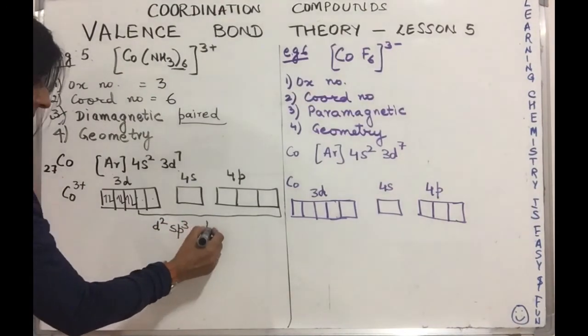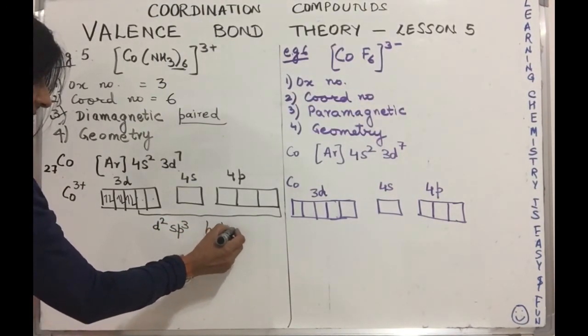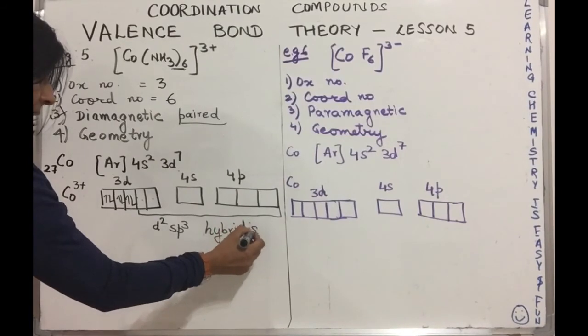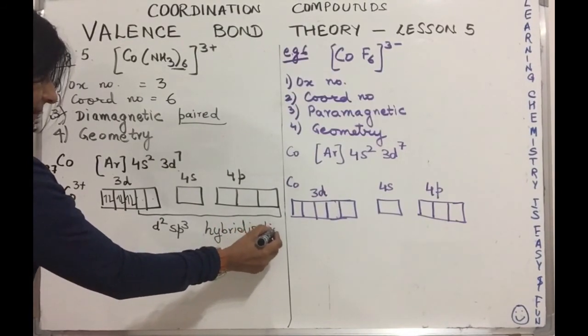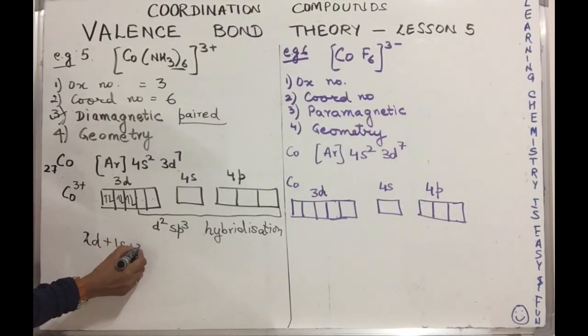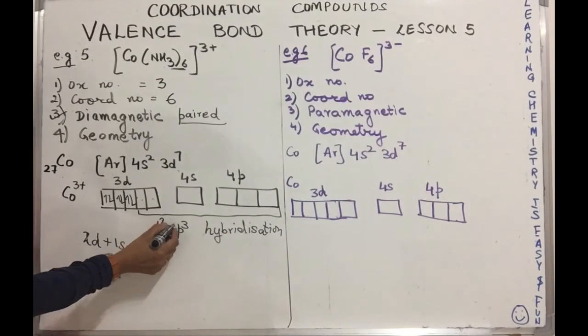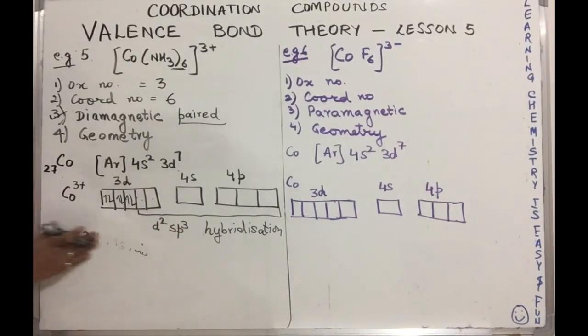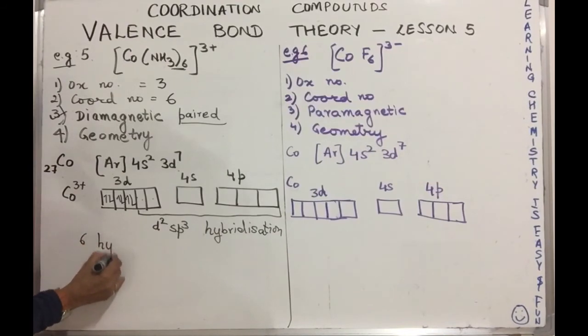D2sp3 hybridization. Correct? How many hybrid orbitals? 2 of D, 1 of S, 3 of P. 2 plus 1 is 3, 3 plus 3 is 6. So I have 6 hybrid orbitals.